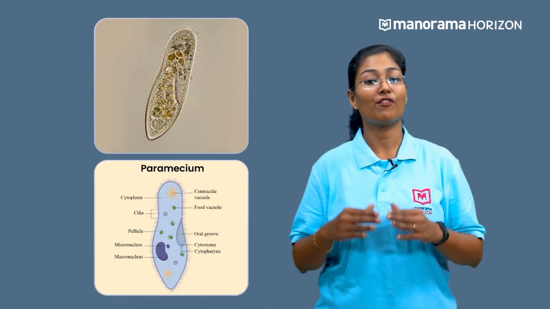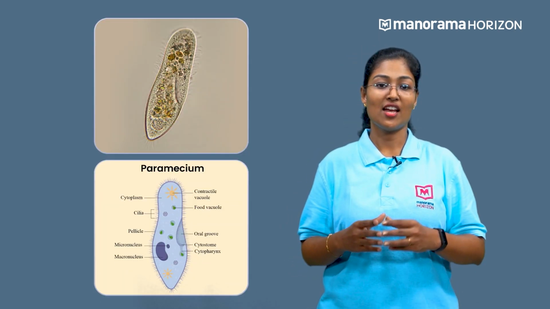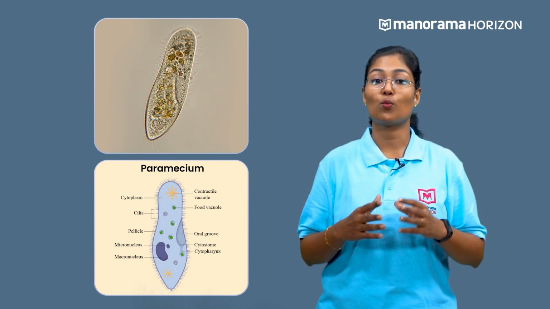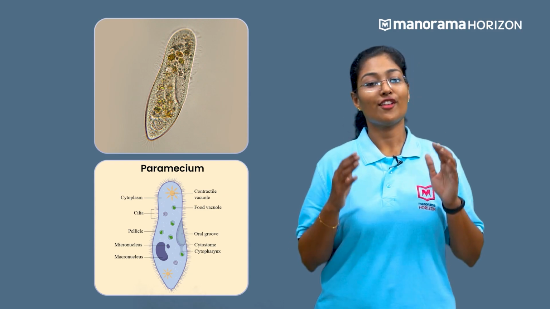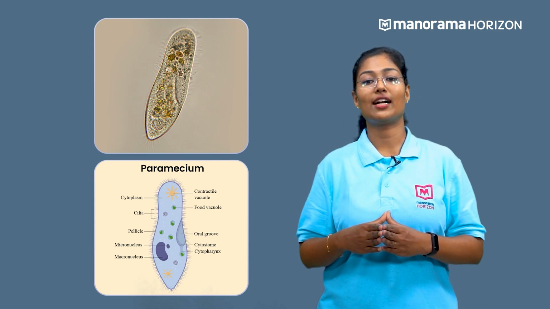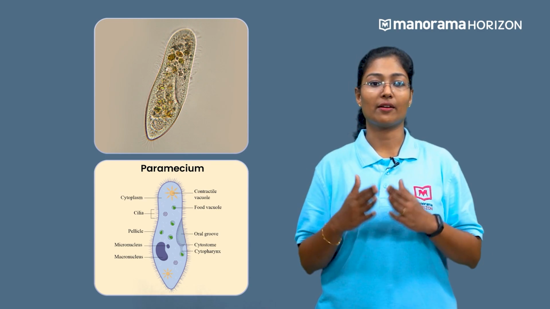Paramecium is an example of ciliated protozoan. They are aquatic in habitat. They show active movement with the help of broom-like structures called cilia. The food particles are moved to the gullet through the coordinated activity of rows of cilia.